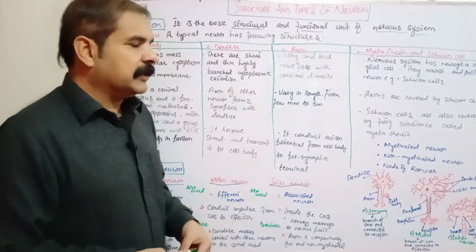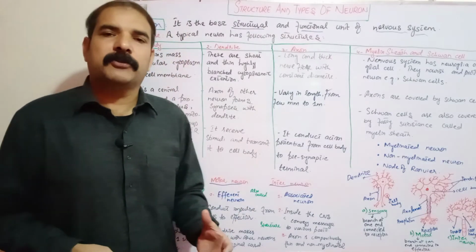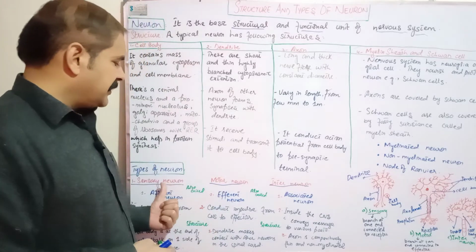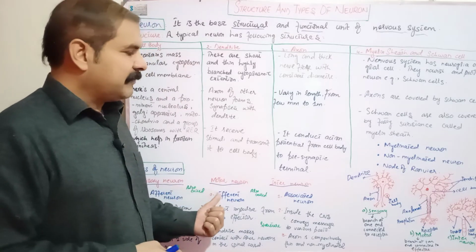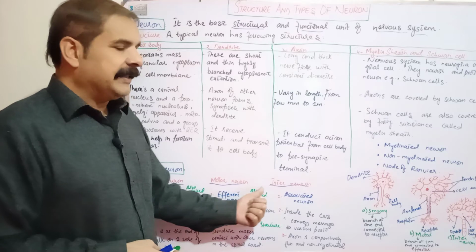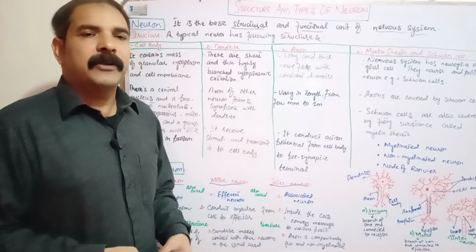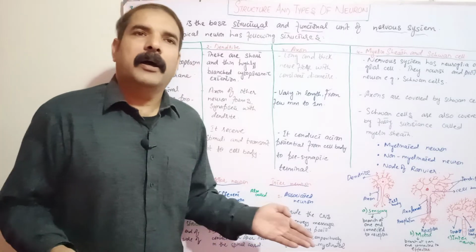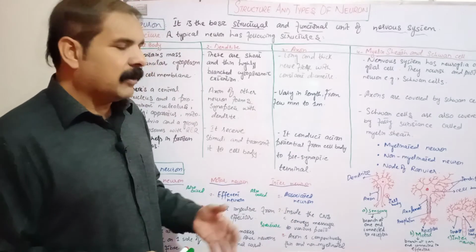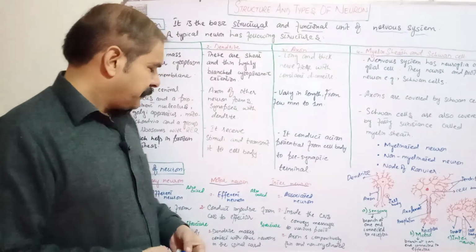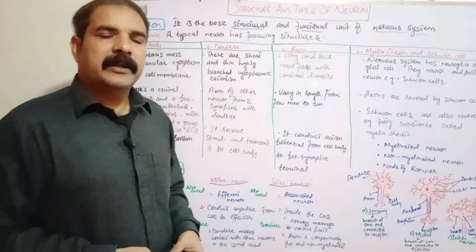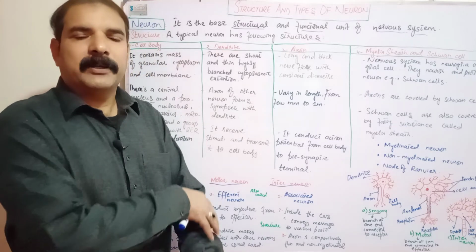On the basis of function and structure, the neurons are of three types. The first one is sensory neuron, the second one is motor neuron, and the third one is interneuron or mixed neurons or associative neurons. Sensory neurons conduct messages from receptor to the CNS.